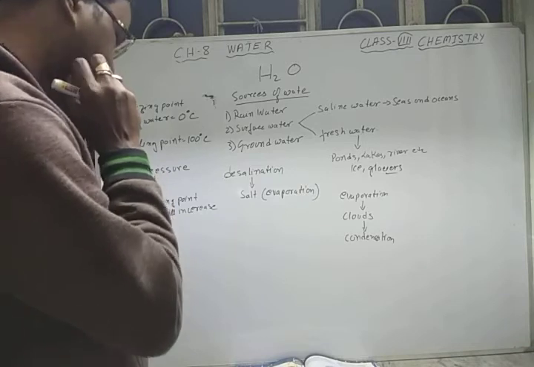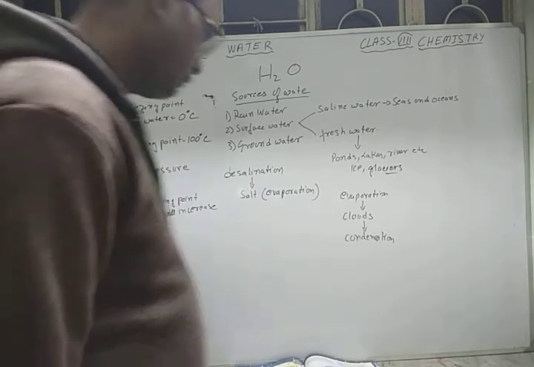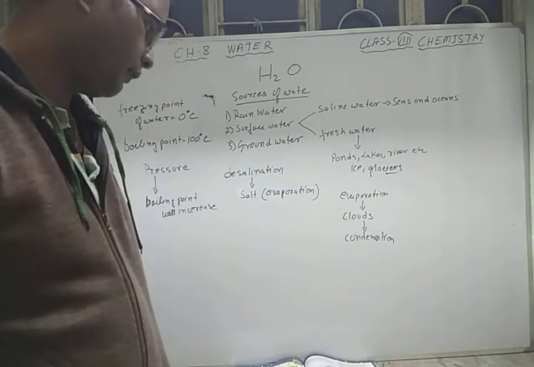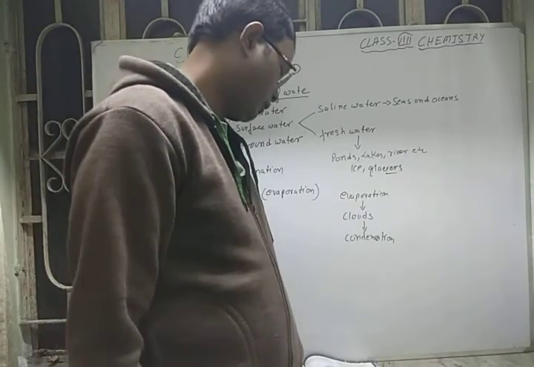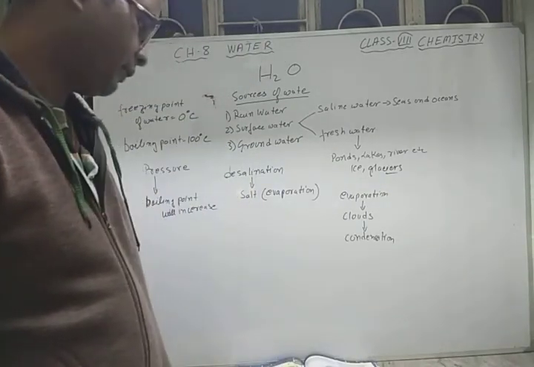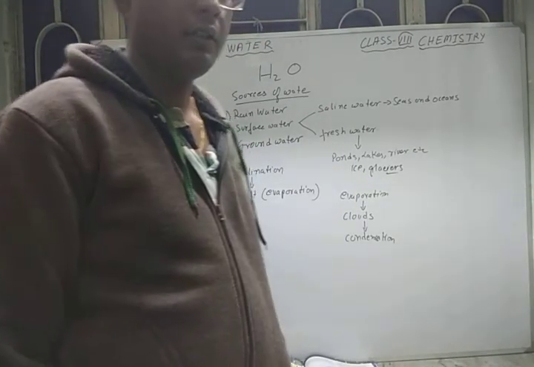Okay. So the reverse process. So pressure can alter the boiling point of water. Boiling point of water has a direct relation with the pressure. Increase in pressure will increase the boiling point.